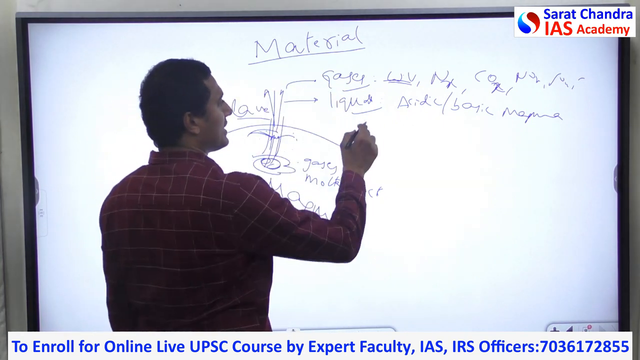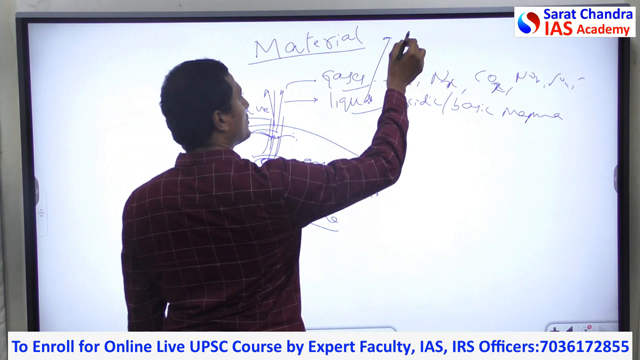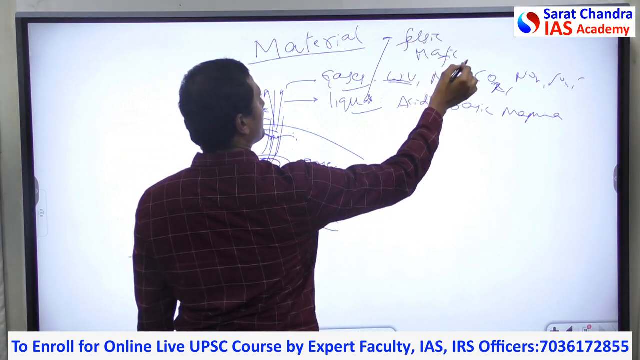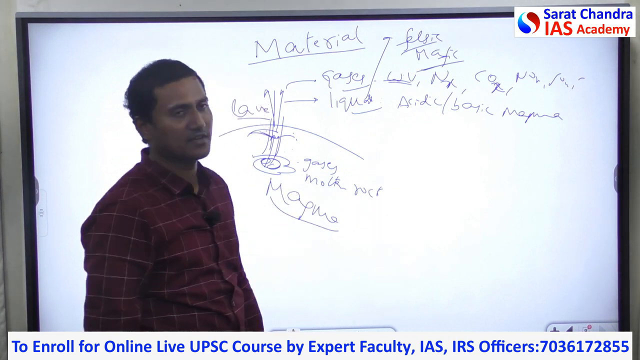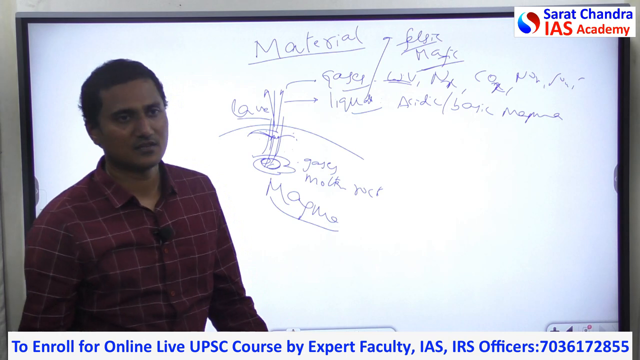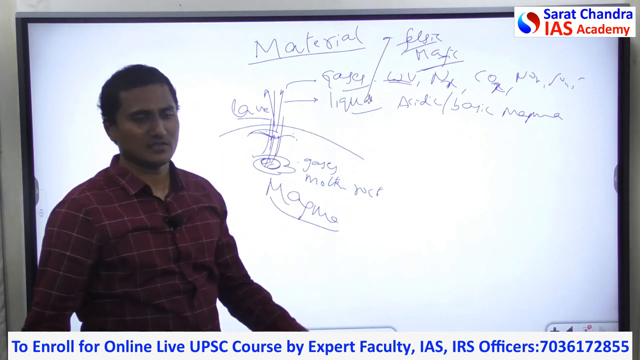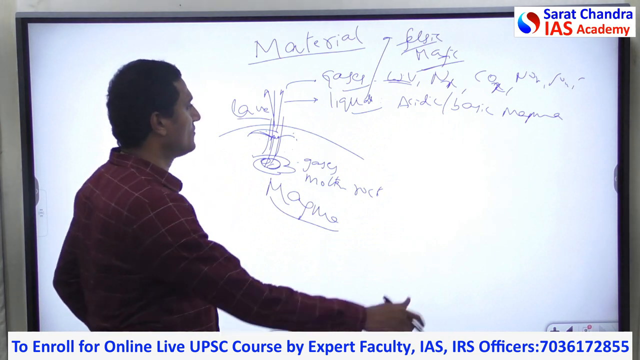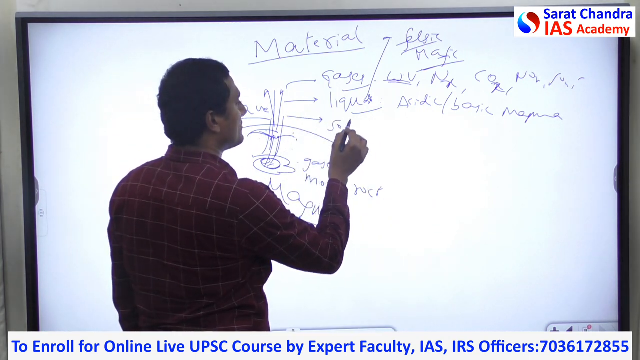Friends, actually this magma can also be divided into felsic and mafic. What is felsic? What is mafic? Felsic means more acidic content. Mafic means basic, that's all. Okay? You need not remember this also, it will not be asked. Only this is enough. Acidic, basic, enough. Okay? Now coming to the solids.